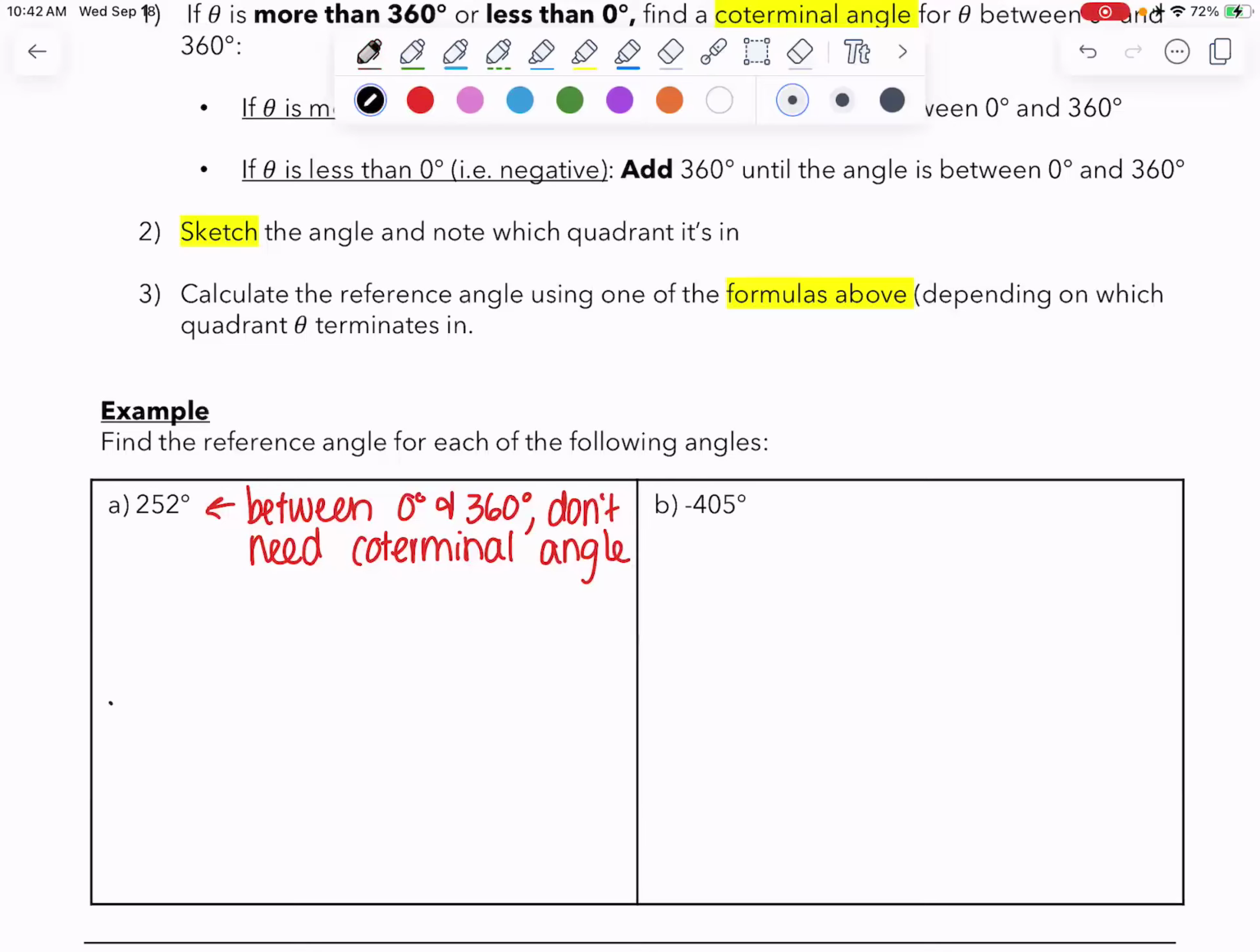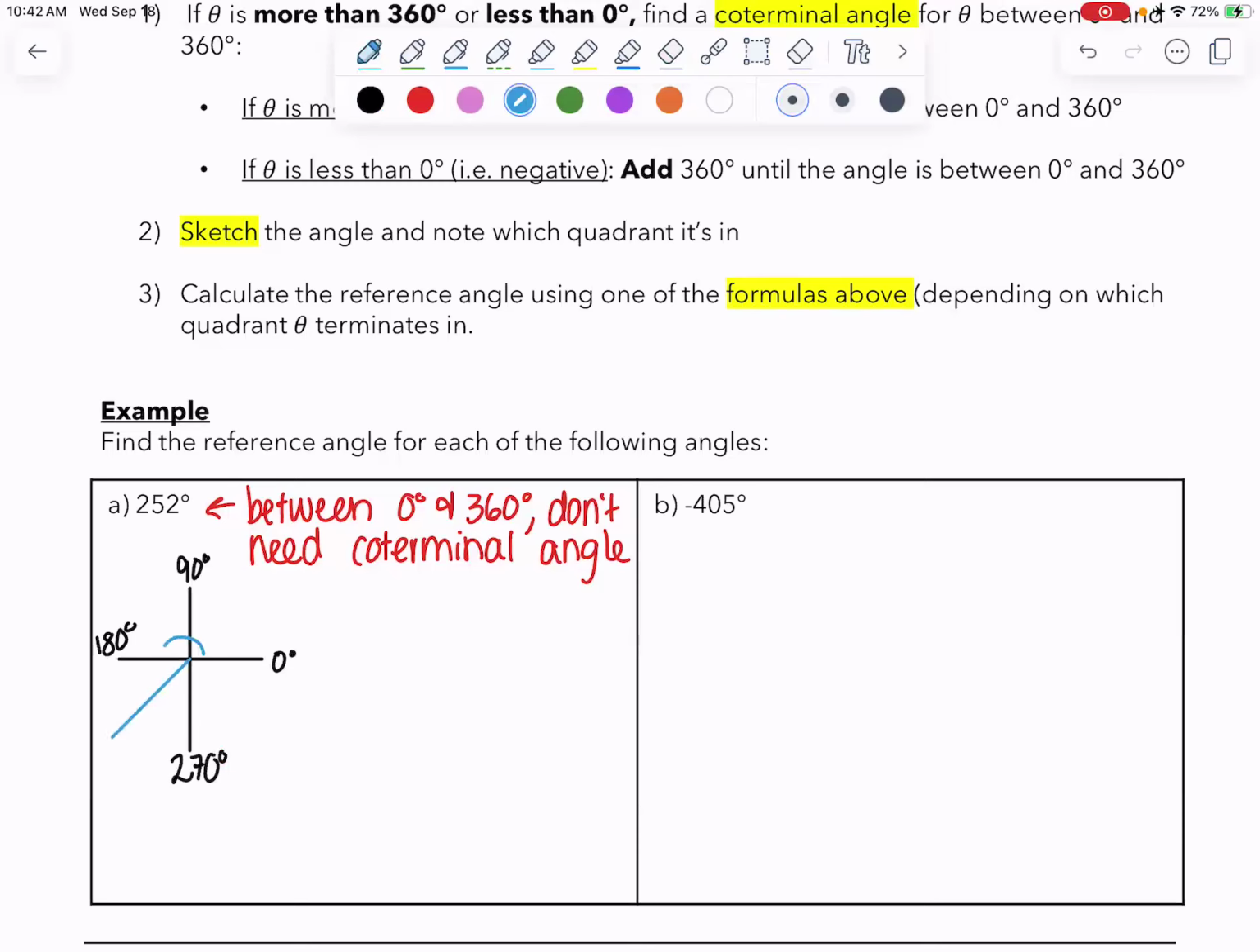And then I draw out this little picture. And honestly, I don't think you can draw this enough. I think you can't write down 0, 90 degrees, 180 degrees, 270 degrees. You can't draw this enough. All right, so 252, we know, is going to be here in quadrant 3.